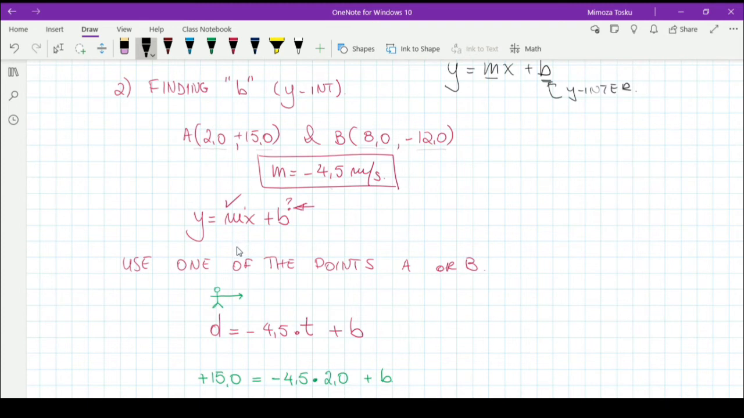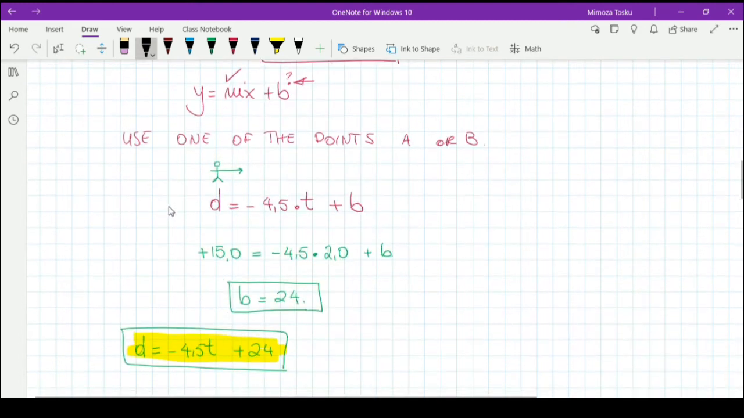In order to find the value of b, we will use one of the points, either point A or point B. It doesn't really matter which one, but the order goes like this. If one of the points has a coordinate of 0, then you use that point. Then you move to the one that has easy numbers to work with. In this case, the easiest one to work with is point A because it has both positive values.